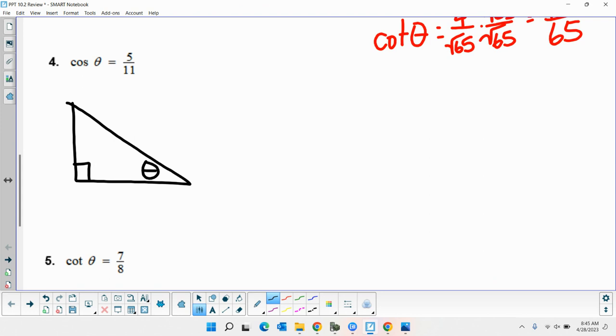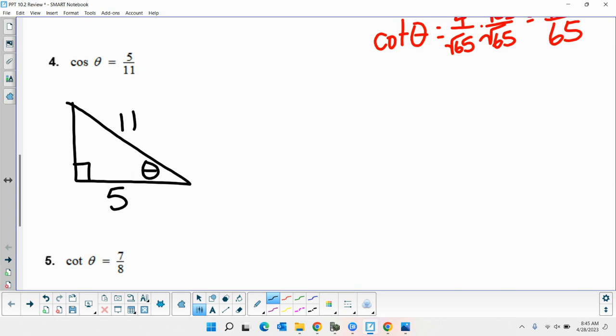I like to put theta down there, but if you put it up there, that's fine. Okay? So theta's here. What's 5? Adjacent, opposite, or hypotenuse? Adjacent. What's 11? Opposite or hypotenuse? Hypotenuse. So I got to do the same thing now. I got to find the missing side and find the remaining 5 because I gave you one of them.